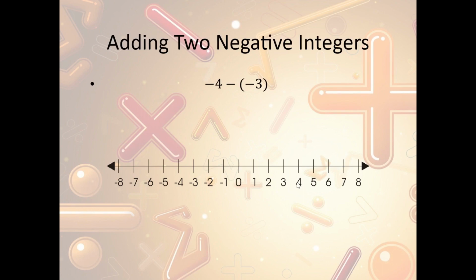Now, what about -4 minus -3? So we start here at -4, and we're going to move back negative. So we're going to move back the opposite. So we start going this way, but then we're going to turn around and come back. 1, 2, 3, and we should end up at -1.